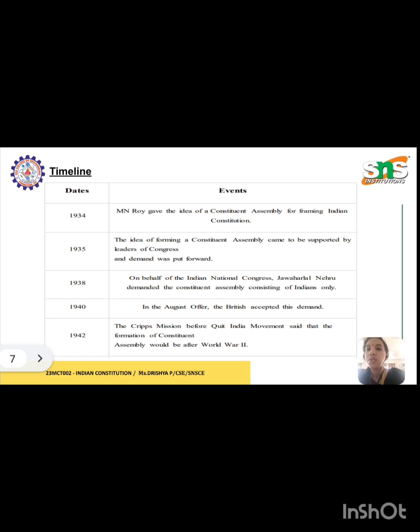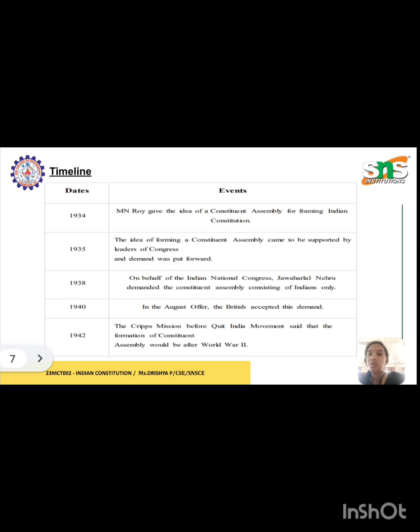Roy, who gave the idea of a Constituent Assembly for framing an Indian constitution in 1934. The idea of forming the Constituent Assembly came to be supported by leaders of Congress, and the demand was put forward in 1935. From 1934, M. Roy gave the idea of the Constituent Assembly, and the idea was supported by leaders of Congress and a demand was put forward in 1936.